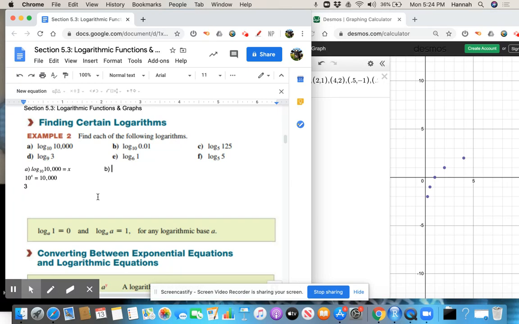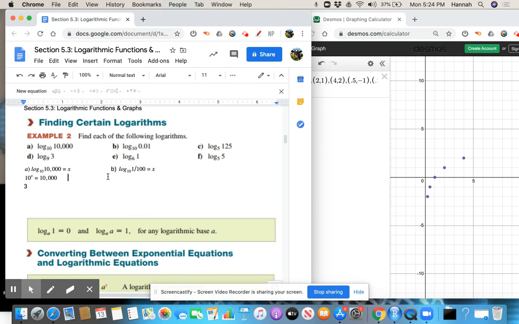So they asked me to find this: log base 10 of 0.01. Well, since I don't know what that equals right now, I'm going to set that equal to x. Okay? And I'm also going to rewrite something a little differently here. 0.01 is the same thing as 1 over 100. I'll show you why I wrote it that way in just a minute.